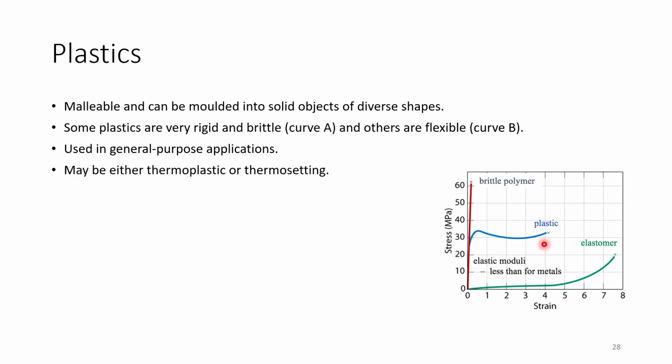Here you can see three types of polymers: elastomers, plastic, and brittle polymer. These types of curves they will have. This material has a slope which is very high, so it will also have high Young's modulus and also high UTS.